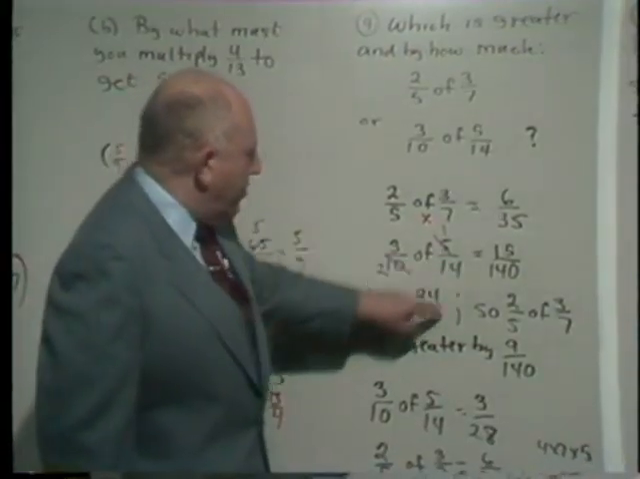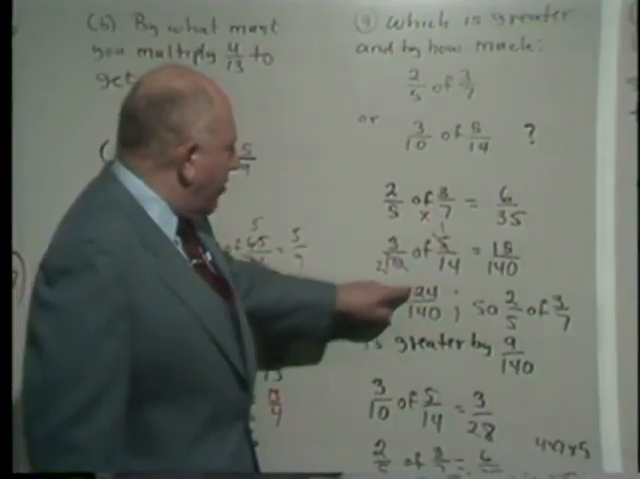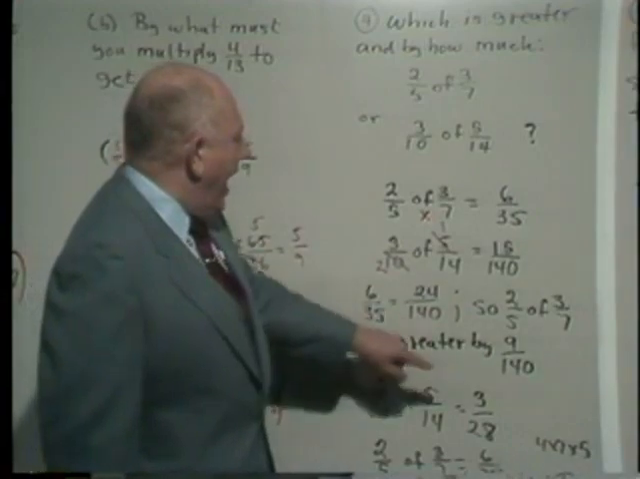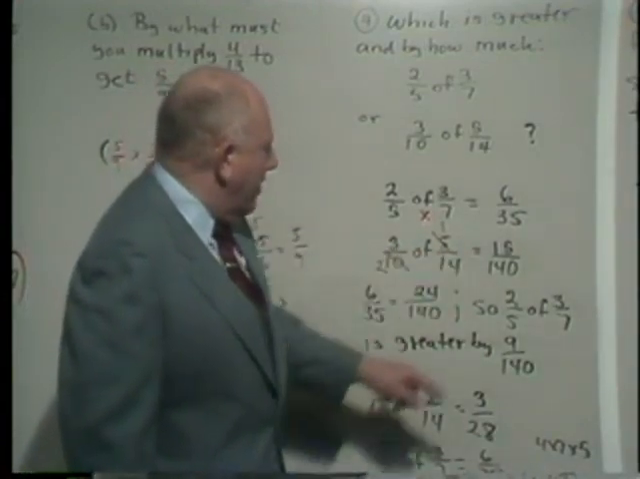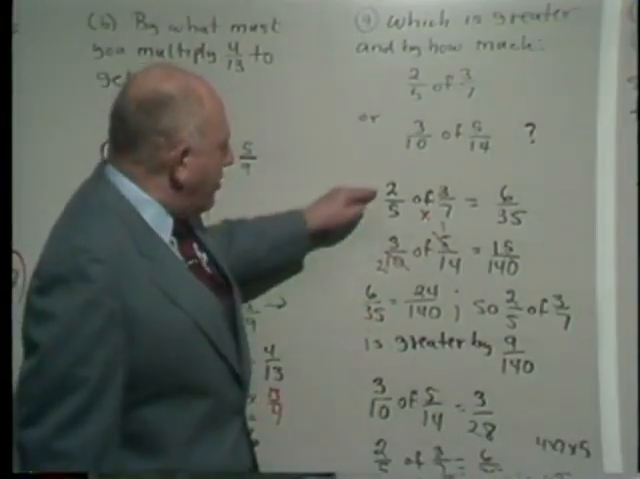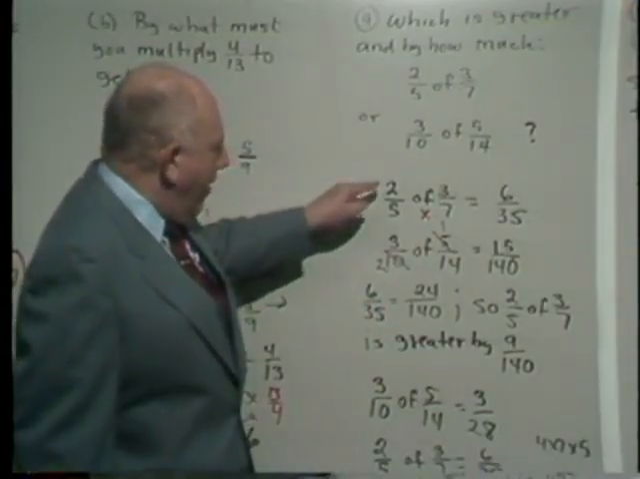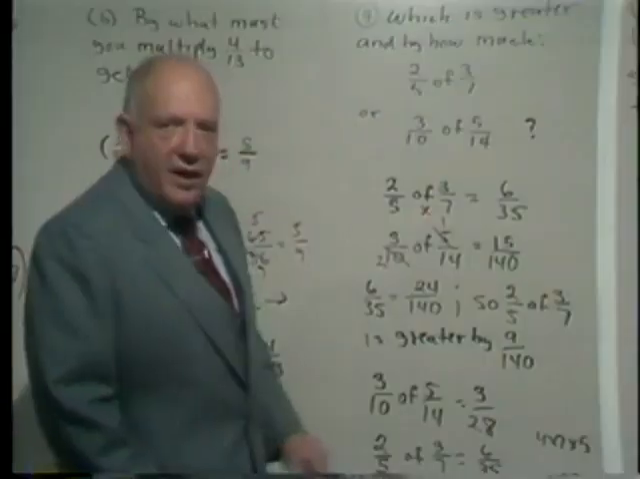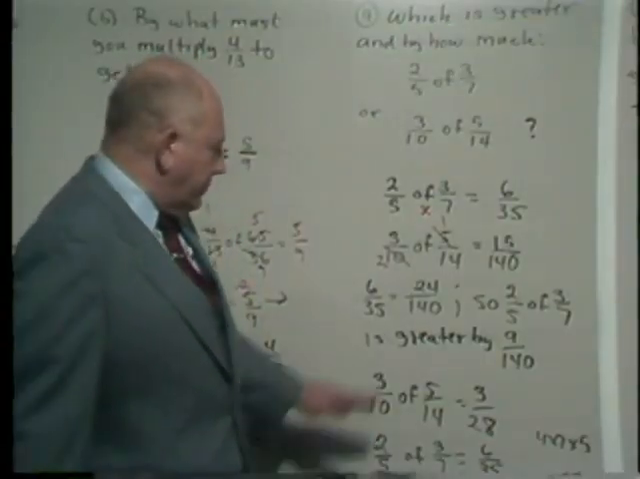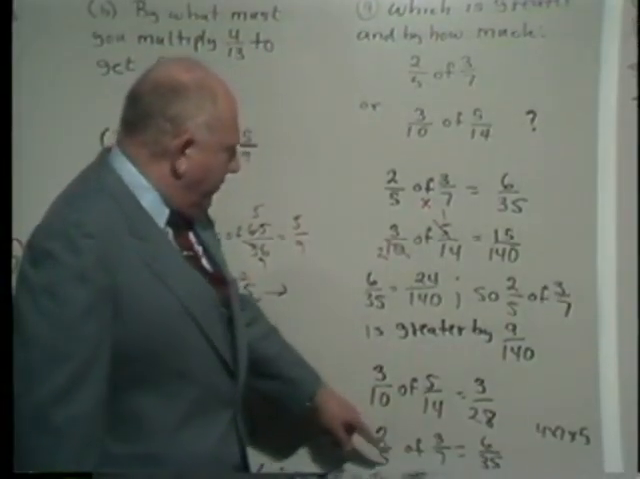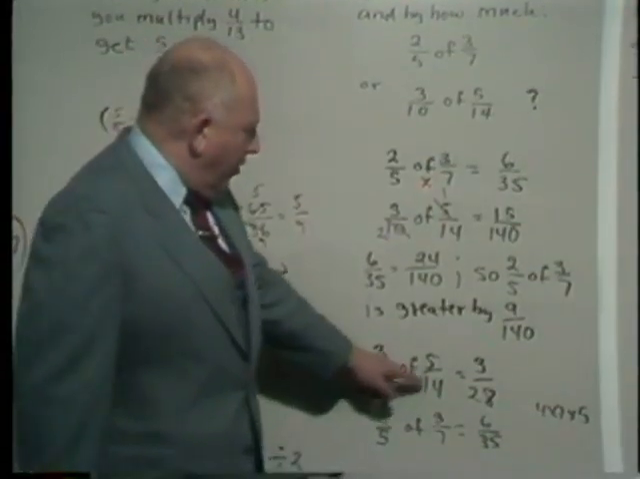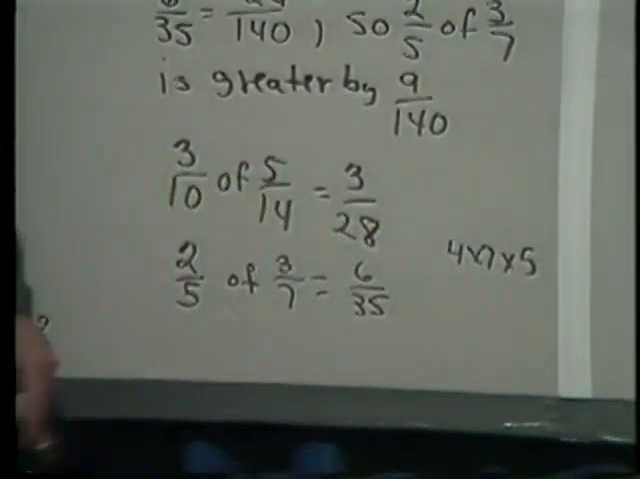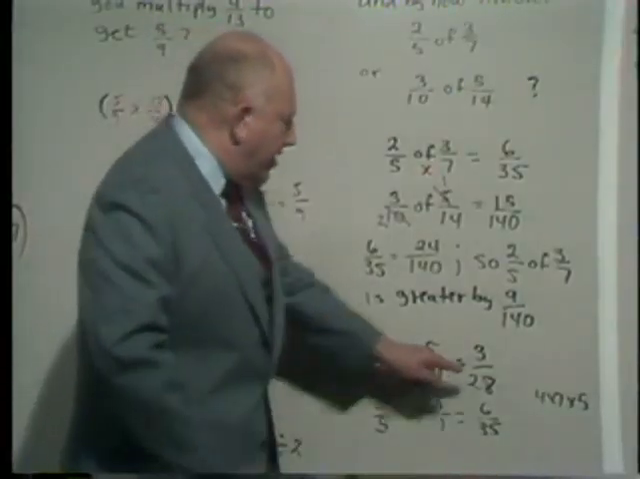So now compare these two results. You see 6 over 35 is 24 over 140, okay? And 15 over 140 is only 15 over 140. So which is the greater one? This one. By how much is it greater? It's greater by what? 9 parts. 24 minus 15. 9 parts in 140. You could have reduced this thing first into lower terms. In other words, you could have reduced this, and now you'd have to compare what? 3/28 with 6/35, and you'd still have to find what?